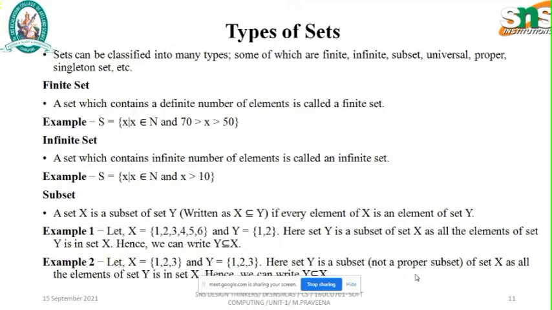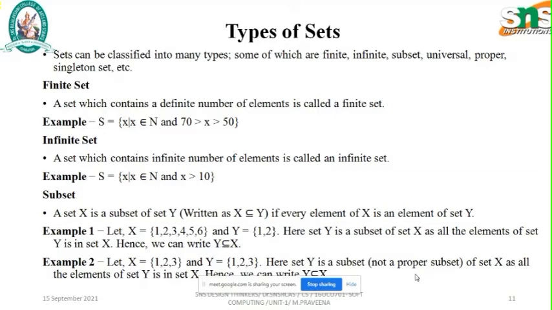Set X also. So here set Y is a subset of set X, as all the elements of set Y are in set X. So we can write it as Y is a subset of X. We cannot say X is a subset of Y, because X consists of 6 elements and Y consists of only 2 elements. So Y is a subset of X, but X is not a subset of Y.